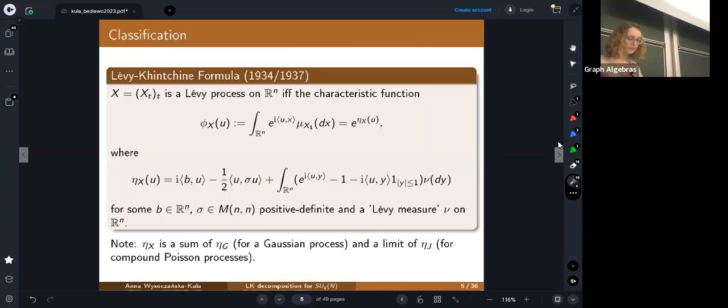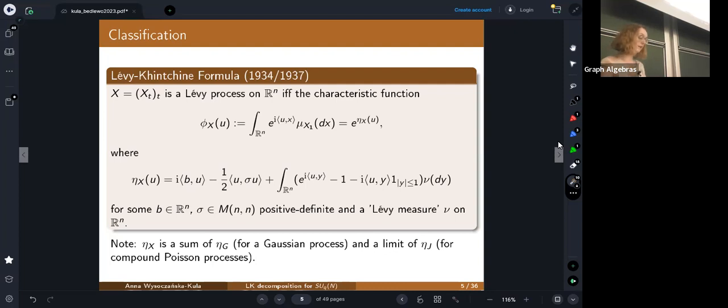But if we want, there is one more thing. In the 1930s, Paul Lévy and Khintchine independently proved a kind of characterization, a classification of how Lévy processes could look like. And to any such process, we can associate the so-called characteristic function. This will be an exponent of this characteristic exponent function eta, which for a Lévy process will always be of this form.